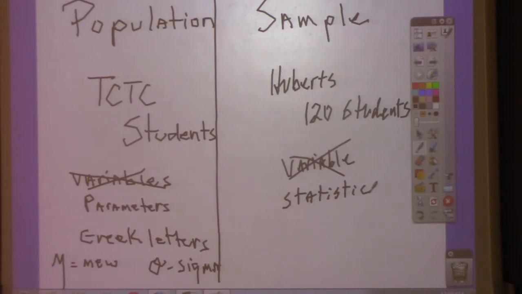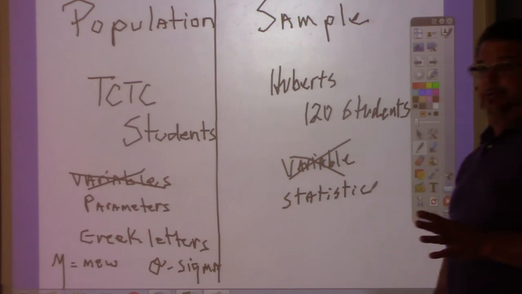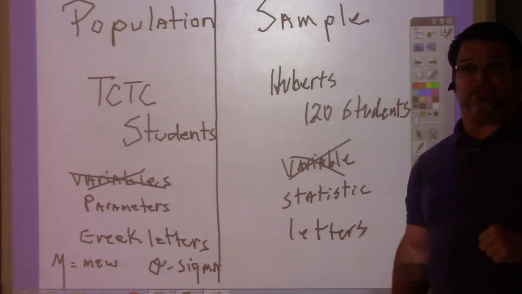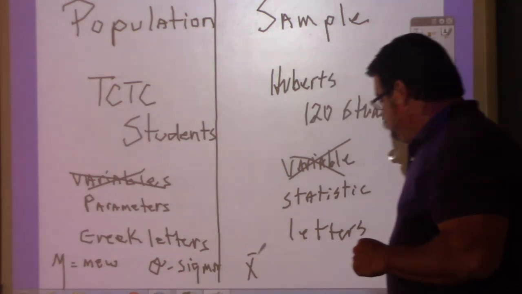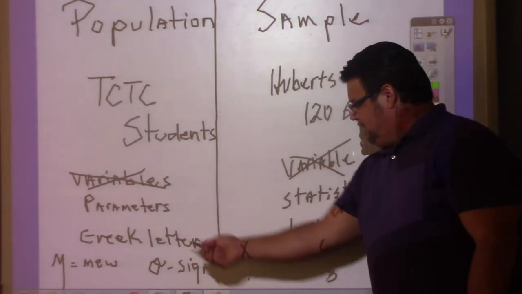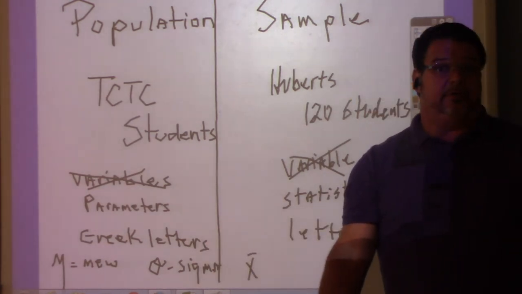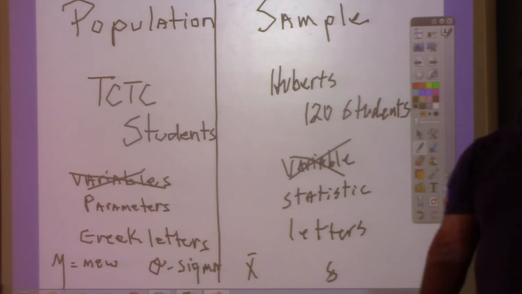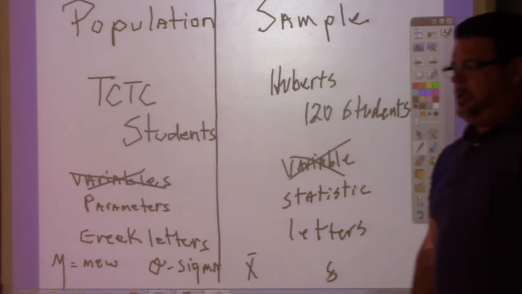And these that are called statistics, they're not variables. We don't call them variables. They're going to be just regular letters. The ones you're going to see the most of are X bar and S. They both mean the same thing as mu and sigma, I'm sorry, average and standard deviation. Mu and X bar are the mean. Sigma and S are standard deviation. Well, then why do you have to put them as two separate?